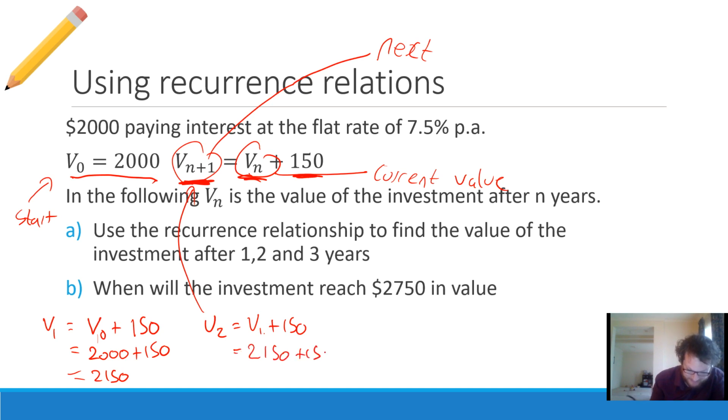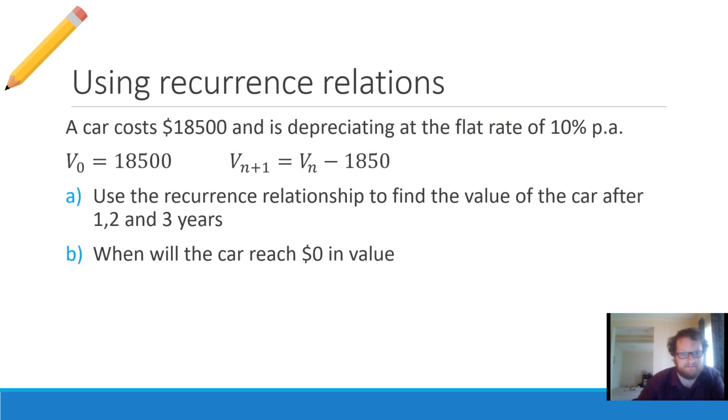So then that's going to be 2,150 plus 150, which is 2,300. And that's how we could do that same thing to find V3 and so on and so forth. Again, this is called linear because we're always increasing by the same amount. Now, we can do the same thing with subtracting a value. In this case, it's still linear because we're subtracting the same negative 150 each time. And with this one, the advantage is we can keep doing it until we get to zero.